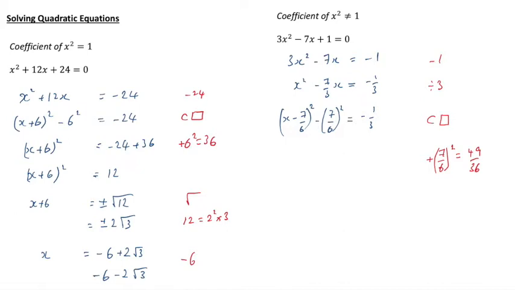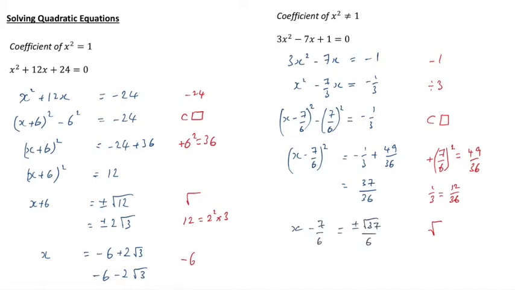And we recognise that 7 over 6 squared is in fact 49 over 36, and so we also add that to both sides, so we have x minus 7 over 6 all squared is minus a third plus that 49 over 36. 1/3 is 12 over 36, so we're going to have minus 12 over 36 plus 49 over 36, which gives us 37 over 36. We can then square root, and we have x minus 7 over 6 equals plus or minus root 37 over 6.